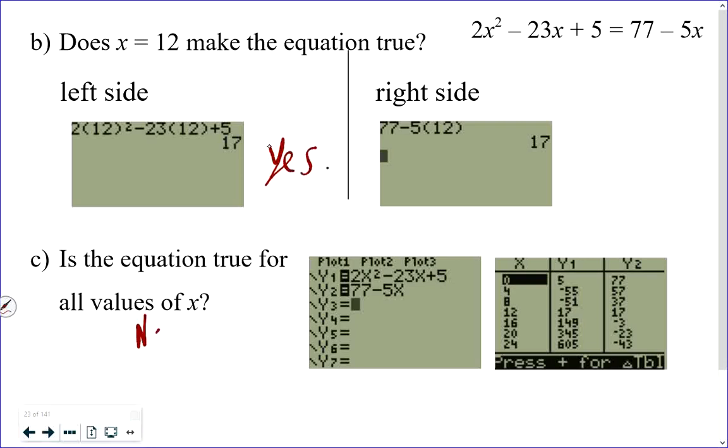The answer to this question is no. It is not true for all values of x. If it's not true for one value of x, it's not true for all of them. Are you with me on that? Okay.